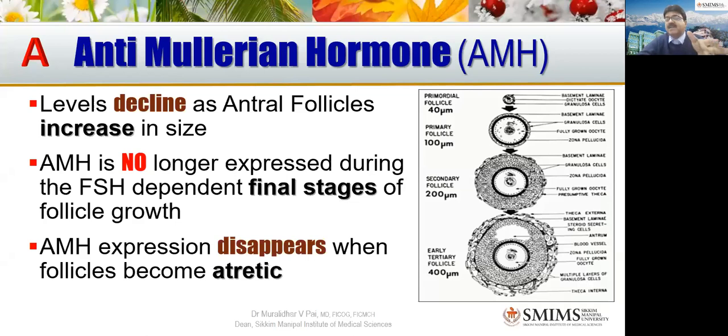But this particular antral follicle or this particular group of antral follicles, when they are small only, they will produce AMH. As they become bigger, they produce less AMH. And as they become mature, they will become atretic. There is no AMH. That's fine. But there are others who are producing AMH. I hope I'm very clear, and this has to be understood.